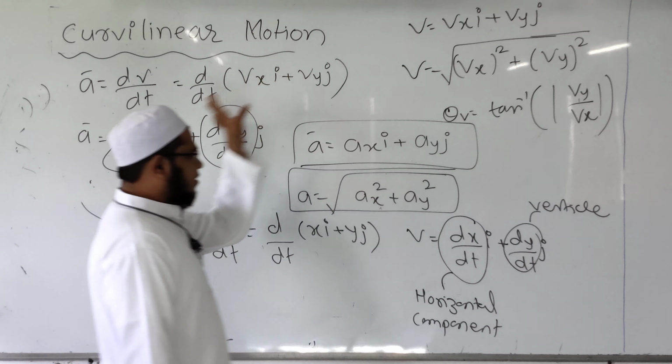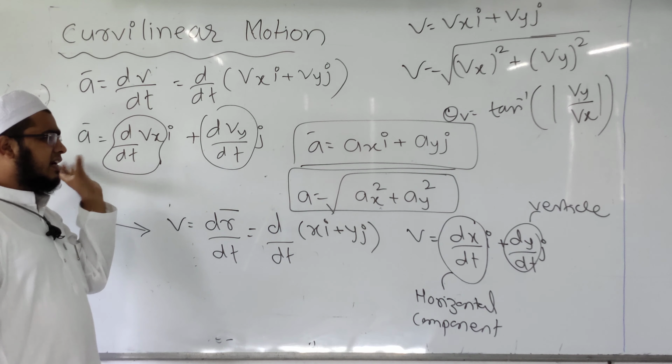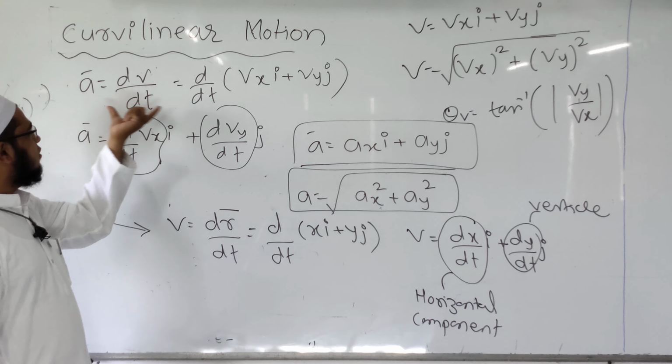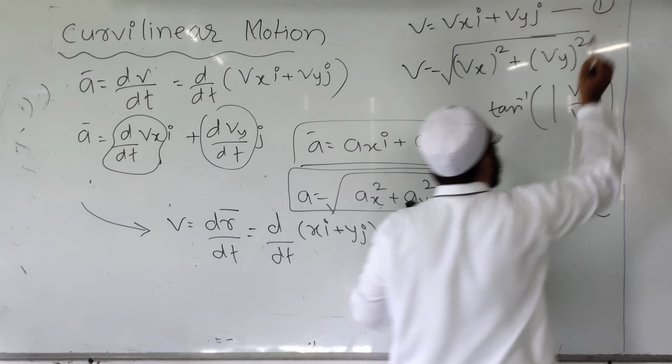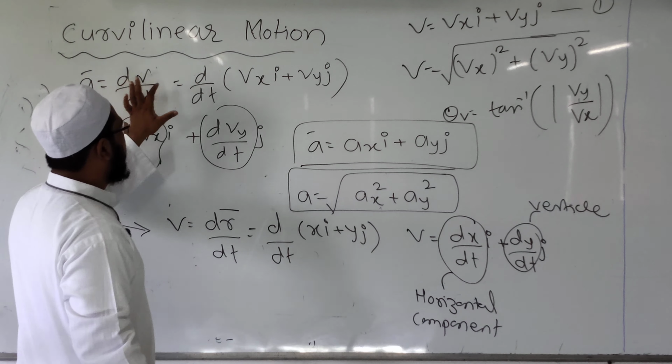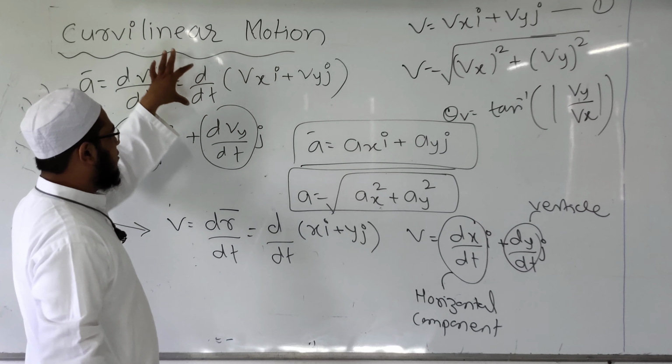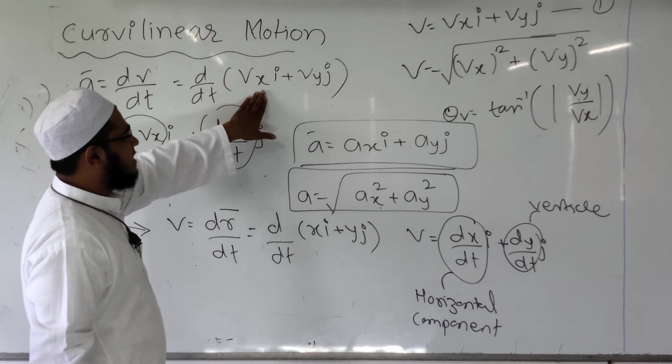We know that the acceleration is the rate of change of velocity, so a equals dv by dt. From equation 1, v is vxi plus vyj. I will put here d by dt of vxi plus vyj.